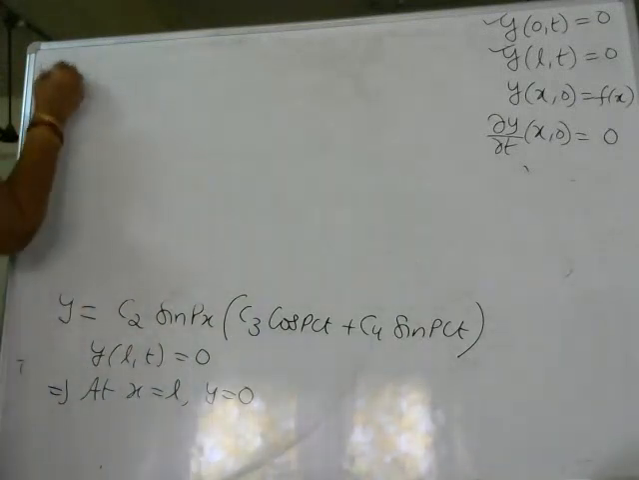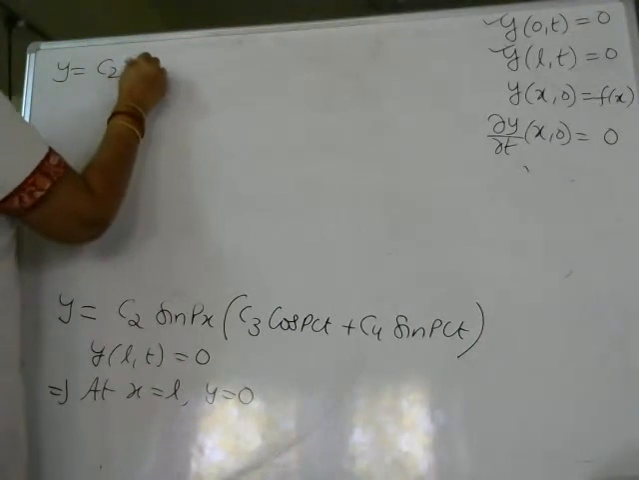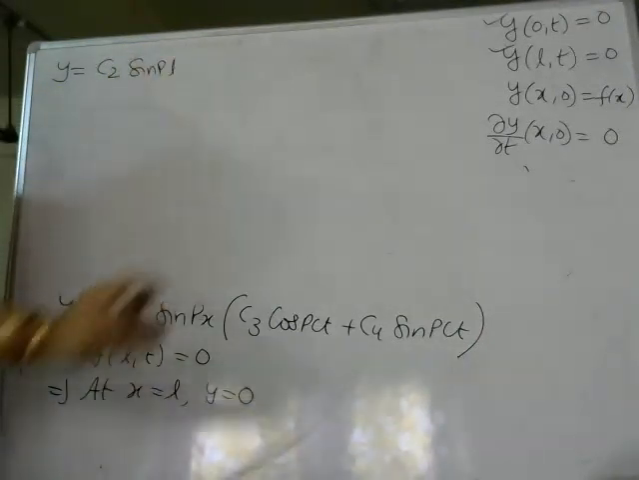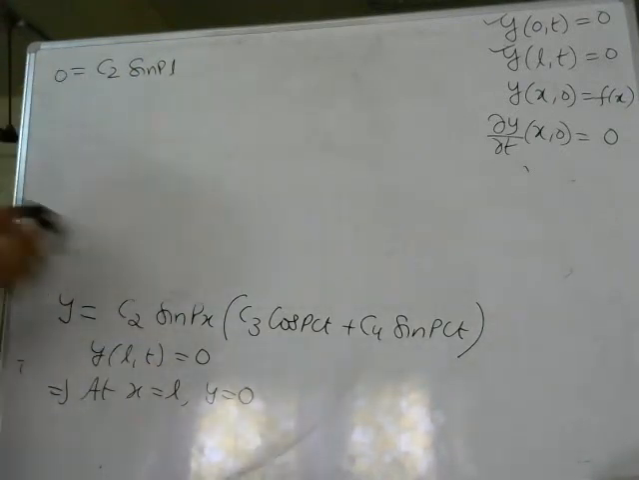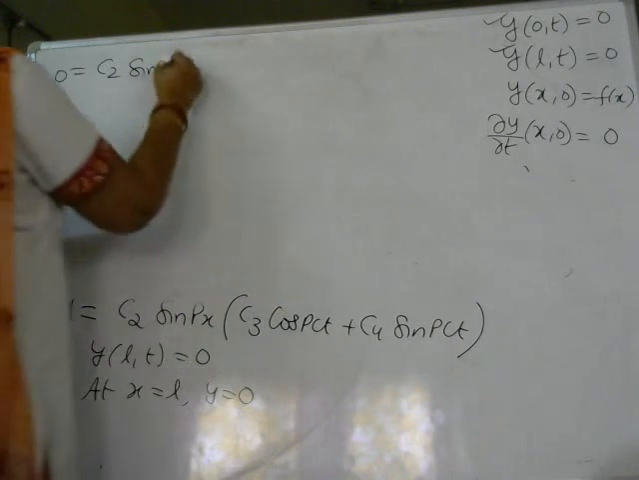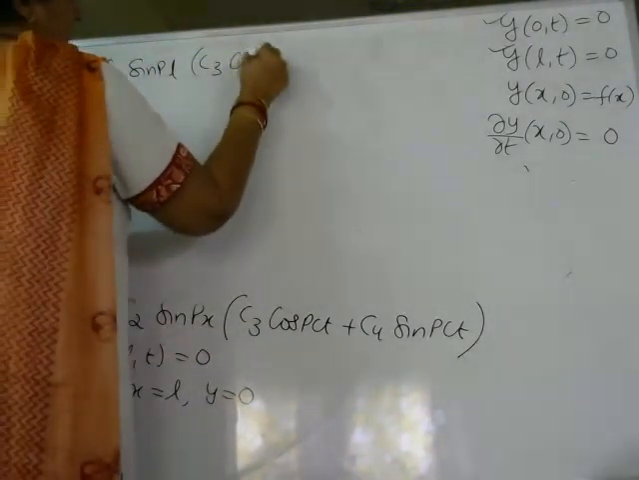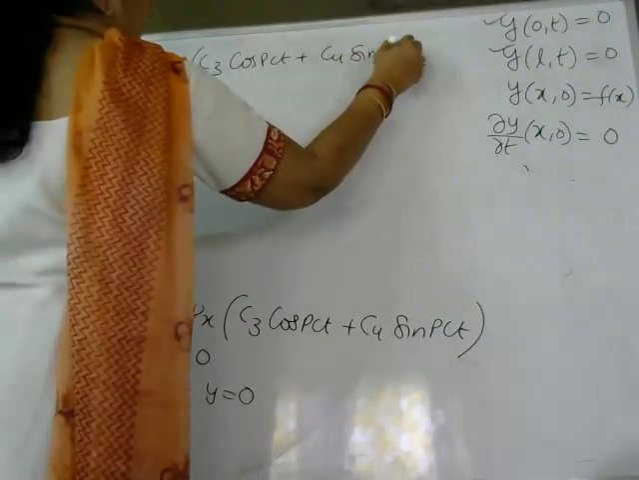So y is equal to C2 sin PL, x is equal to L we have substituted, y is equal to 0, 0 equal to sin PL. We are not substituting any condition on T, so it is as it is. C3 cos PCT plus C4 sin PCT.